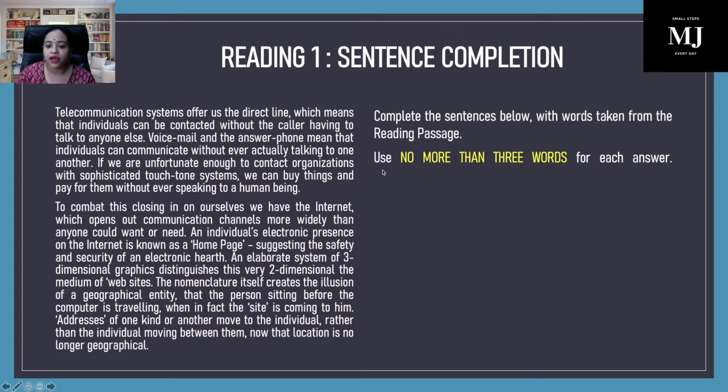Then use no more than 3 words. So 3 words is the maximum word limit that we have for our answers. Keep these things in mind, guys, and let's begin and see questions one by one.